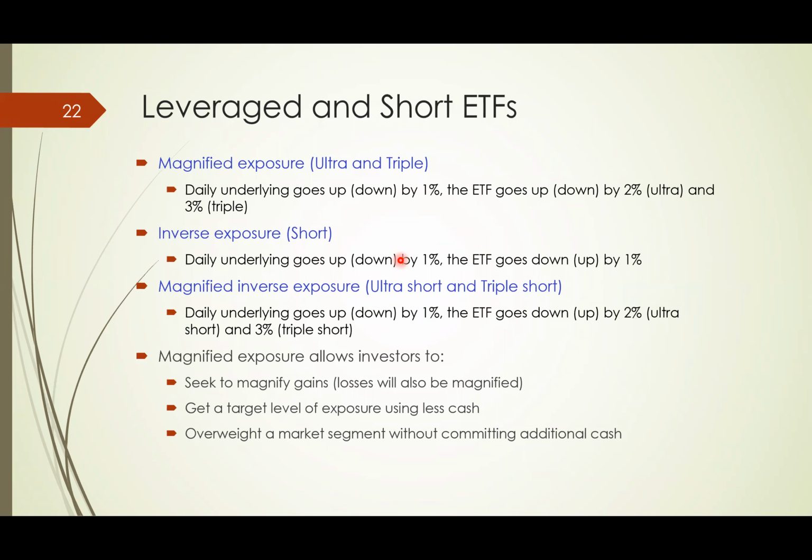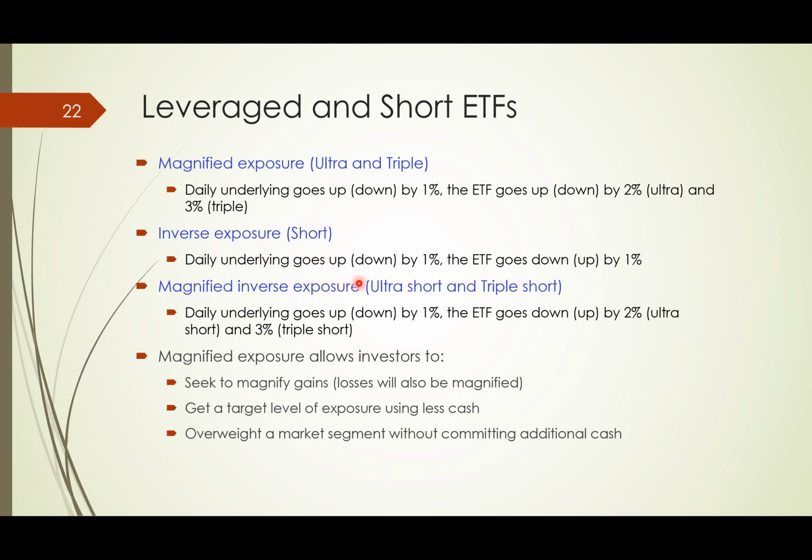For ultra long ETFs, when the daily underlying goes up by 1%, the ETF goes up by 2%. For triple long ETFs, when the underlying goes up by 1%, the ETF goes up by 3%. So they ensure the magnified exposure on a daily basis, but they do not guarantee that in the long run. ETFs with inverse exposure are called short ETFs. When the daily underlying goes up by 1%, the short ETF will go down by 1%. So they have this inverse relationship.